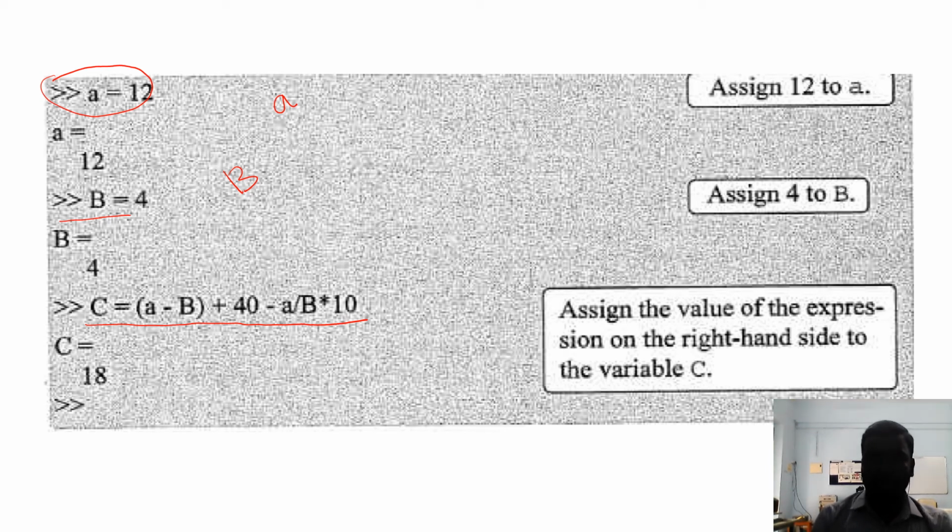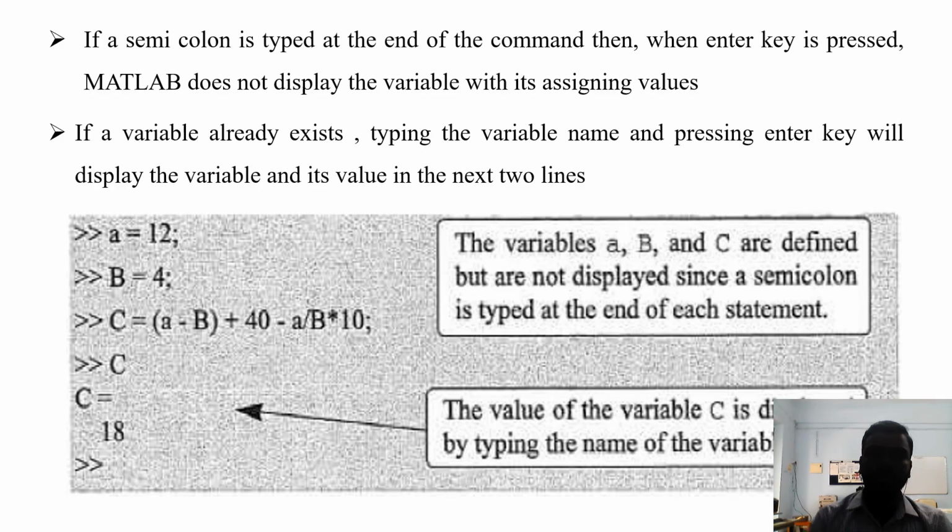By the order of mathematical operations in MATLAB, the innermost parentheses are evaluated first, so a minus b is evaluated. Then the division is second, then we multiply. After addition and subtraction, we get the result 18.